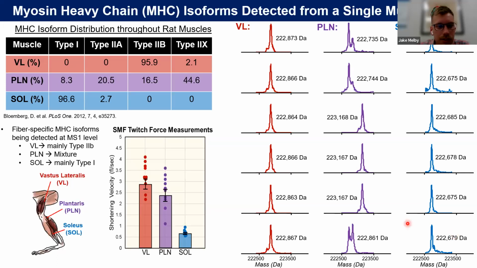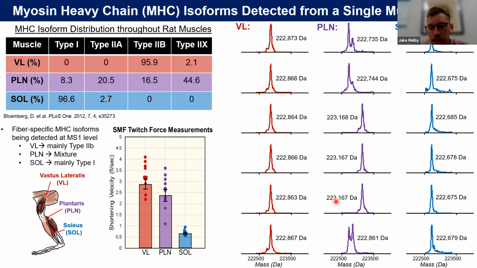myosin heavy chain isoform associated with type 1, whereas for VL, the fastest of the bunch, it's 96% type 2B, which looks like we're more or less getting one measurement from these fibers. And then the plantaris, which is our mixed fibers from the mixed tissue, has a variety from type 1 to type 2 fibers.